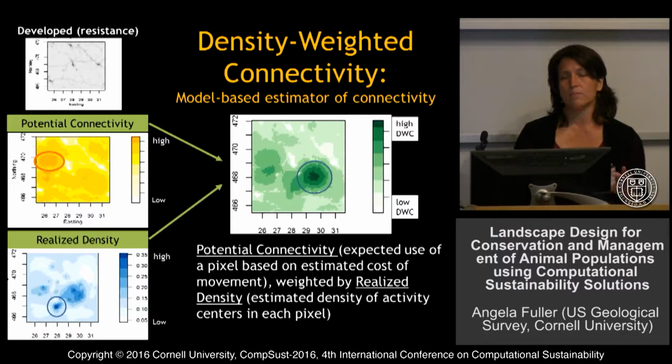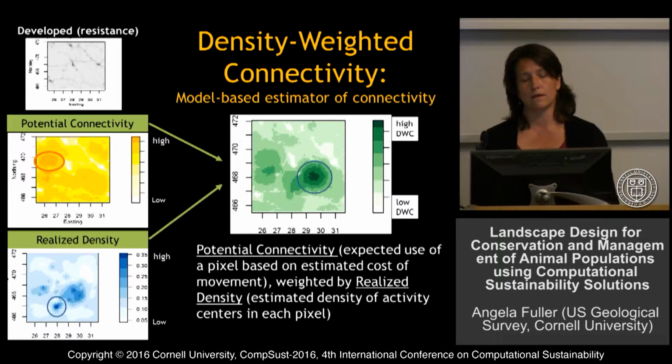And then we can estimate potential connectivity by assuming there's an individual in every pixel on the landscape, and we can calculate the least cost path between that pixel and every other pixel in the landscape and sum those up across all of the individuals in the population to get this population level potential connectivity. So in this map here, you'll see that the area in the darkest orange has areas of highest potential connectivity.